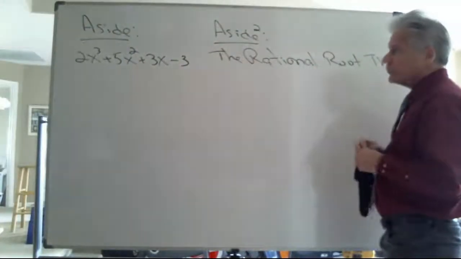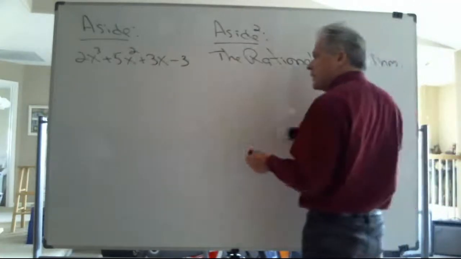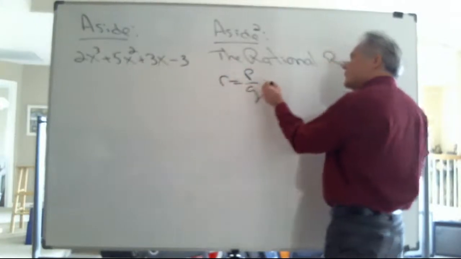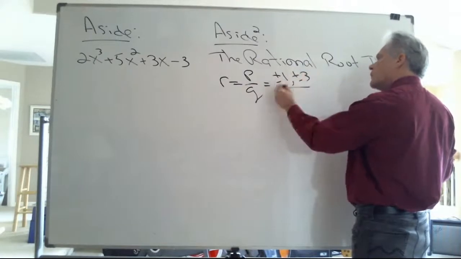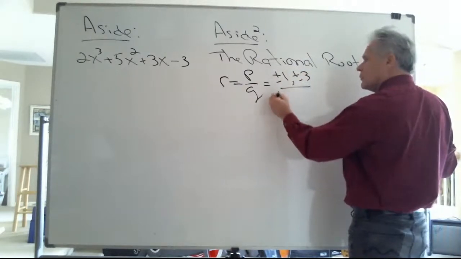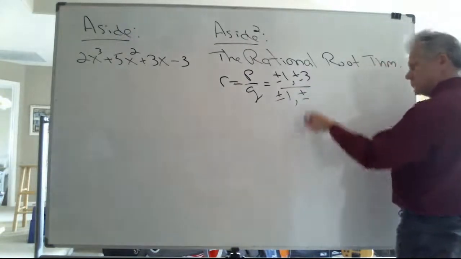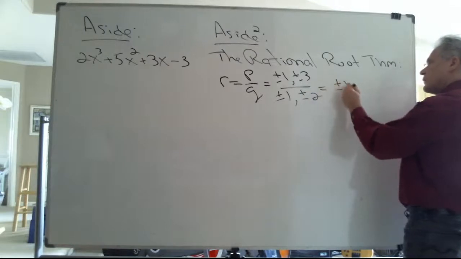If it does factor, then the rational root theorem says that a rational zero, say r, is going to be of the form p over q, where p divides evenly into the constant term, and q divides evenly into the leading coefficient. That leaves me with these choices.